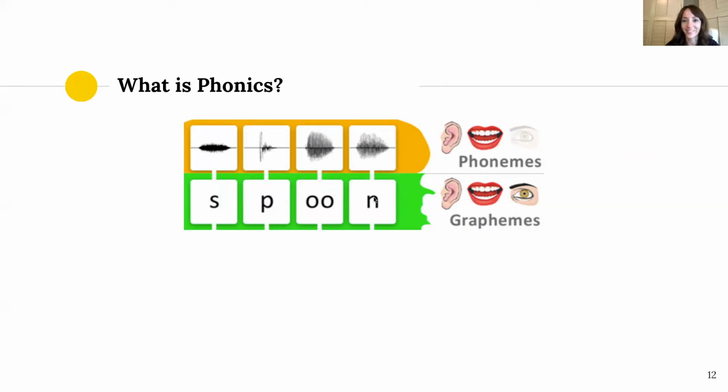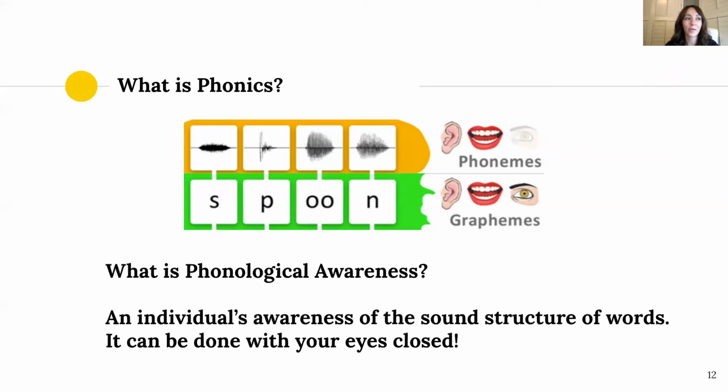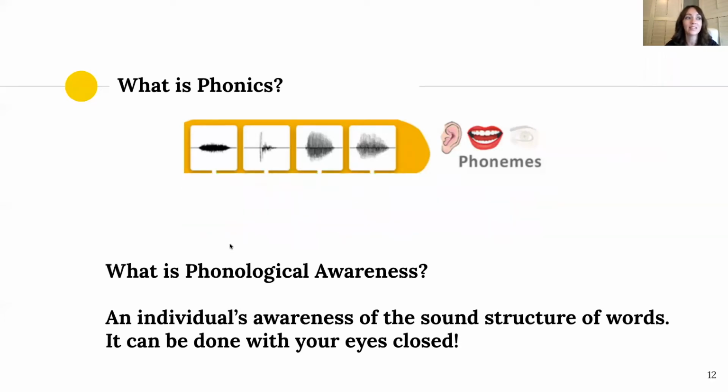That's phonics. What is phonemic awareness then, or phonological awareness? It's the individual's awareness of the sound structure of words. You should be able to do this in a dark room, do it with your eyes closed. You're not looking at letters, you're not looking at words. You are just listening to and manipulating language. So I'm talking about phonological awareness, and then I say phonemic awareness kind of interchangeably.